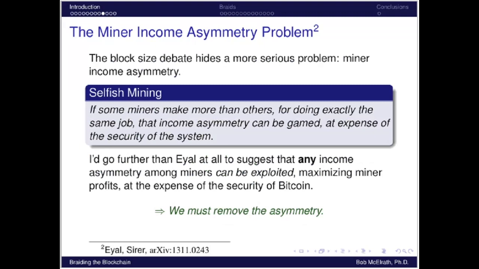So this block size debate hides a much more serious problem, and that is, let's call it miner income asymmetry. That is, there are miners who win a block, and there are miners who do not win a block for doing exactly the same work. A miner runs his node in good faith, computes what a valid block is, adds some transactions, creates a proof of work hash, submits it to the network, and it gets orphaned. If I was a miner and this happened to me, it would probably upset me. A block is worth $15,000 or so. That's a lot of money.